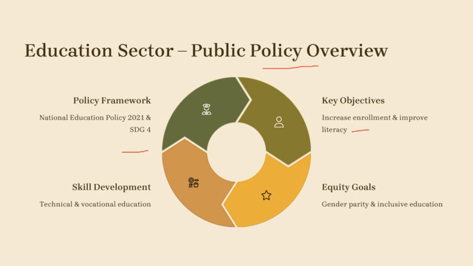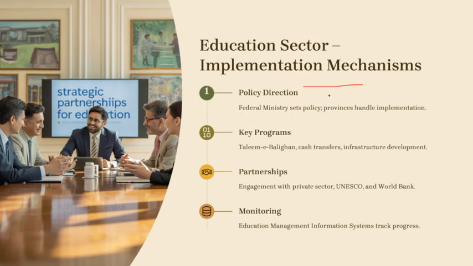If we talk about the implementation mechanism in the education sector, the programs involved include Taleem Baligan, meaning adult literacy, and Waseela-e-Taleem, a conditional cash transfer for education. There is also school infrastructure development, improving school buildings, and international organizations like UNESCO and the World Bank support these efforts. EMIS, the Education Management Information System, is used to monitor performance. After this, we talk about what the challenges are in the education sector.